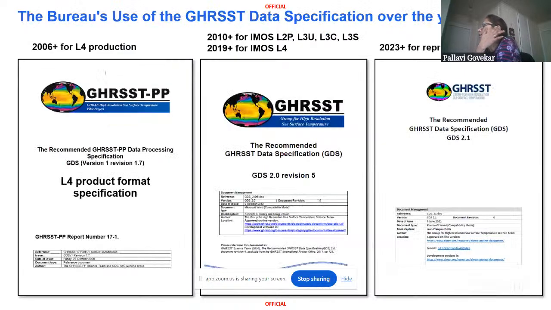The Bureau started using the GDS version 1.7 for our level 4 products in 2006. Then from 2010, we used the GDS 2.0 format specification for all our level 2 and level 3 products. For level 4, we started producing them in GDS 2 from 2019. We have adopted the new GDS 2.1 specification for our new reprocessed Himawari 8 and 9 SST products that we developed recently.